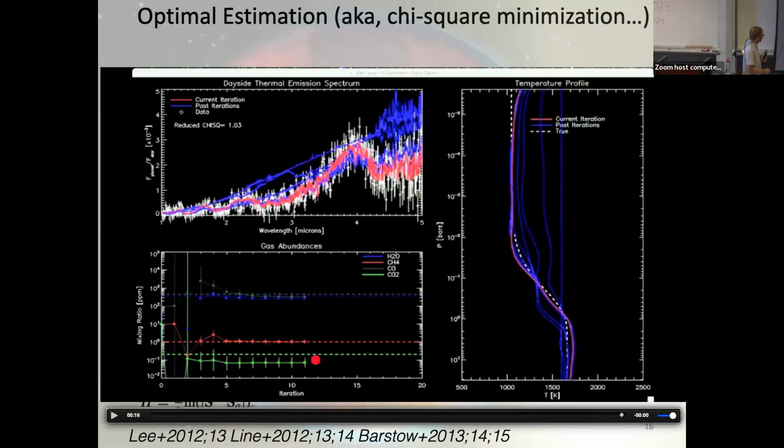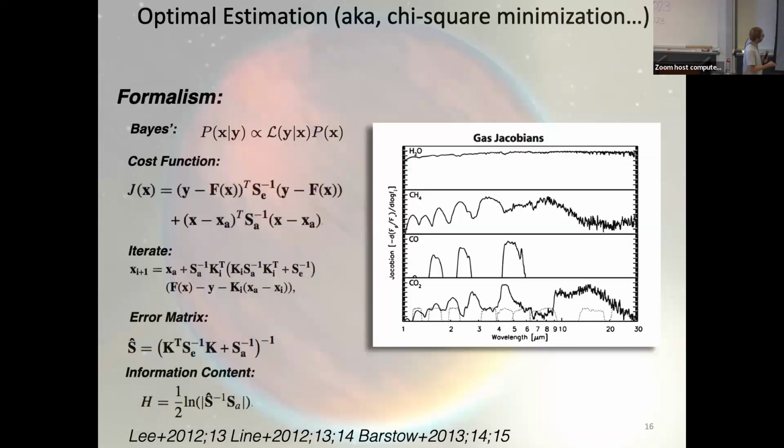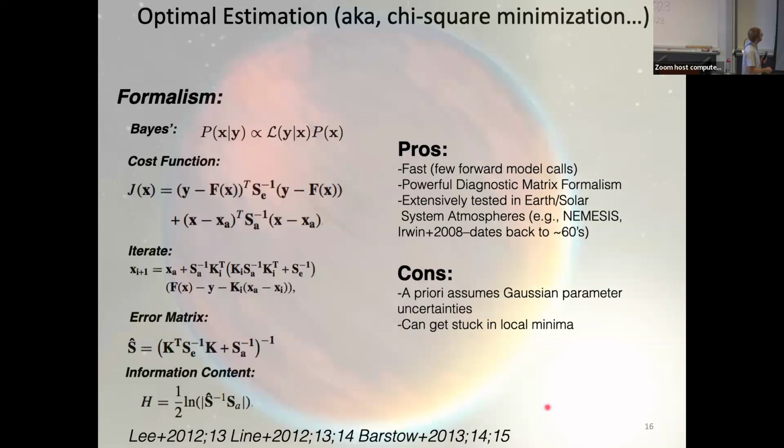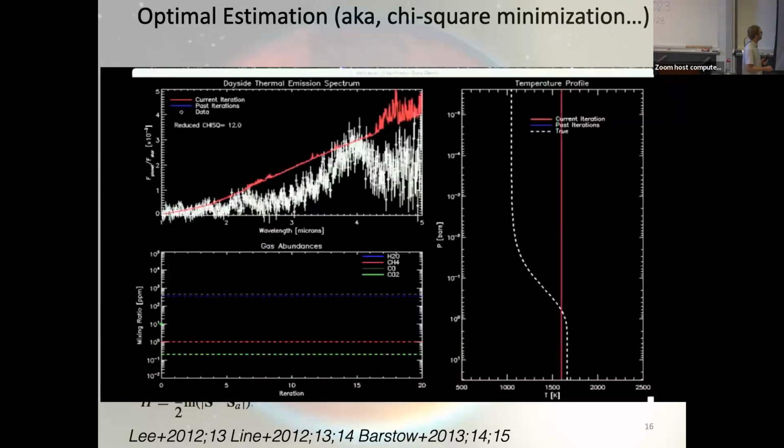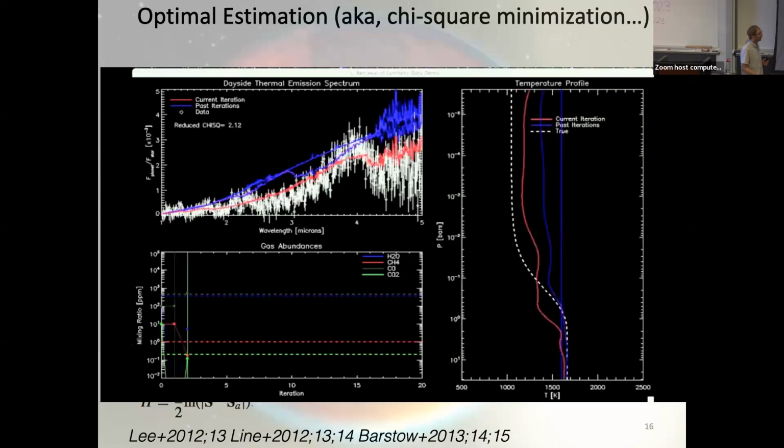And you're like, well, you're getting the wrong answer. And it's like, well, it's because it's falling into a local minimum, or could be the random noise instance, for instance. Just to go back here, the advantages of this is a fast way of doing things, and you have this powerful diagnostic matrix formalism that the machine learning community kind of reinvented. And this has been extensively tested in Earth and solar system sciences, so it's got some heritage, but it does assume that your priors and your posteriors are going to be Gaussian distributed, and you can get stuck in local minima. So it's good when you have high signal to noise broad wavelength coverage data.